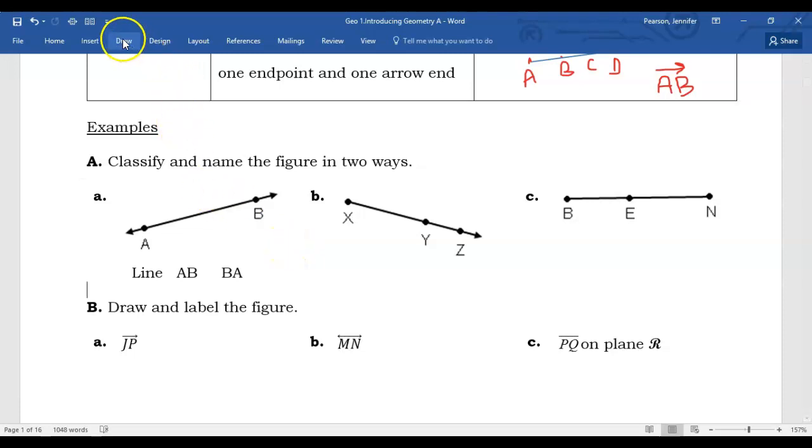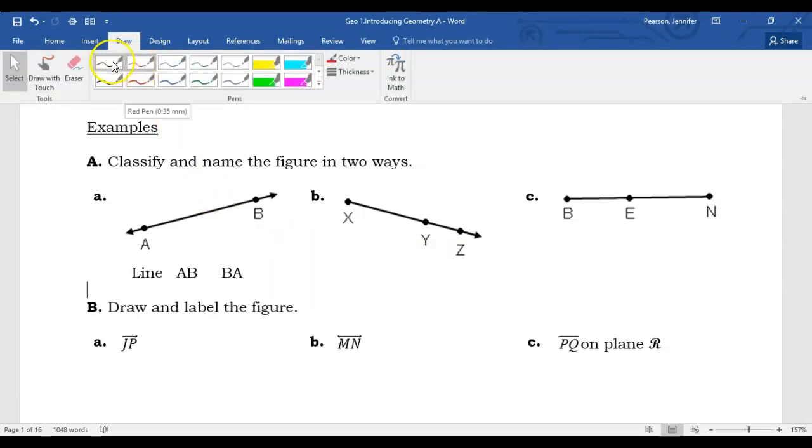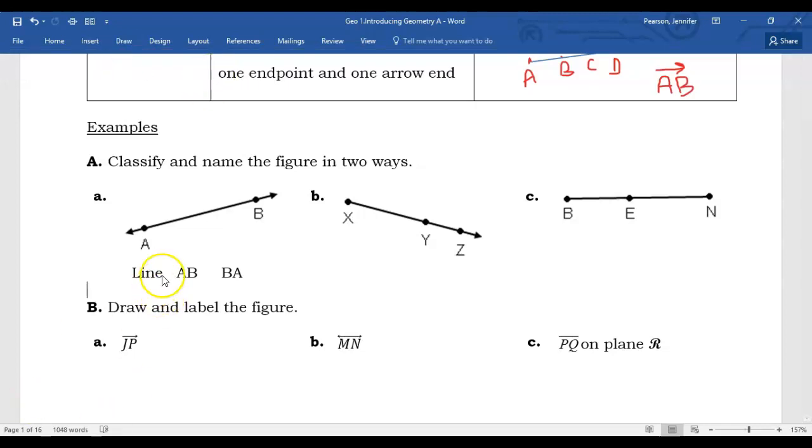Now I should also have my symbols on there. That's going to be a little harder for me to type, so I'm going to try just drawing that on. Because I know it's a line, I should have the double arrow symbol on the top to tell me that it is line AB and line BA.